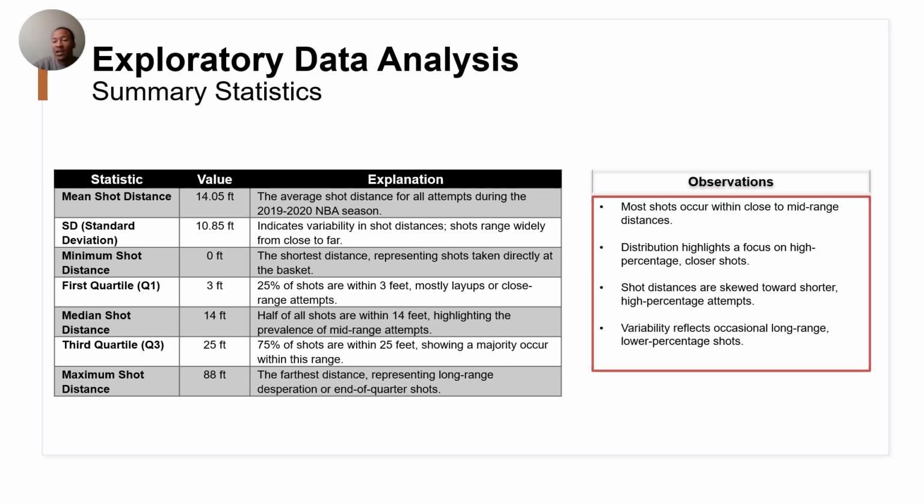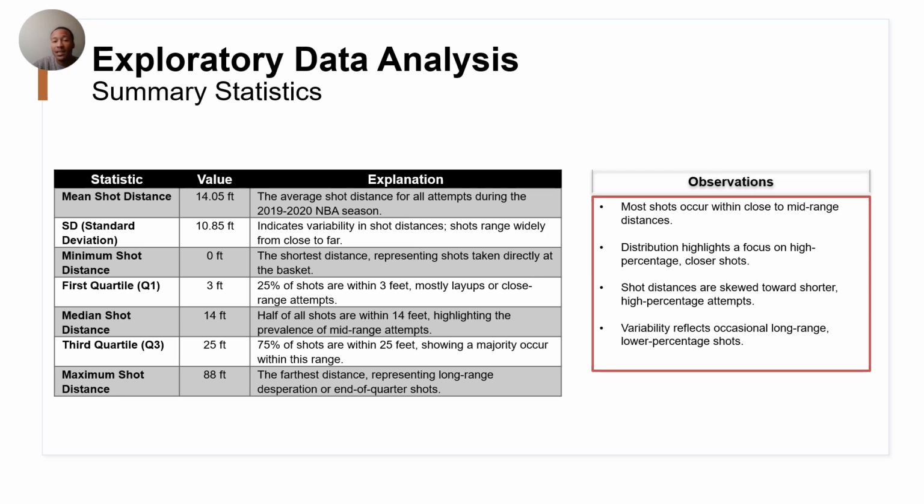We mentioned earlier that the standard deviation was nearly 11 feet, which shows the variability in shot distances ranging from close range layups to long range attempts, so those long range two-pointers. The minimum shot distance is 0 feet, and that's just saying that the shots from this area are right underneath the basket. At the first quartile, which is 3 feet, we see that 25% of shots are very close to the basket, like those layups and those short jumpers.